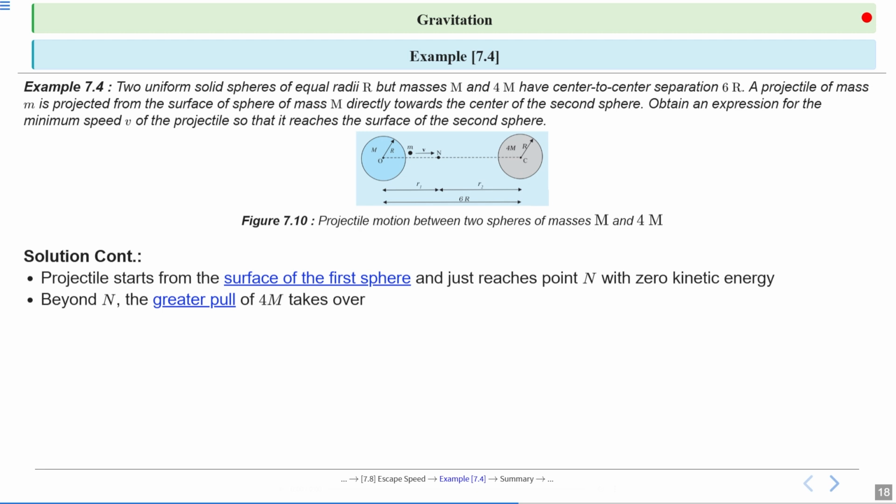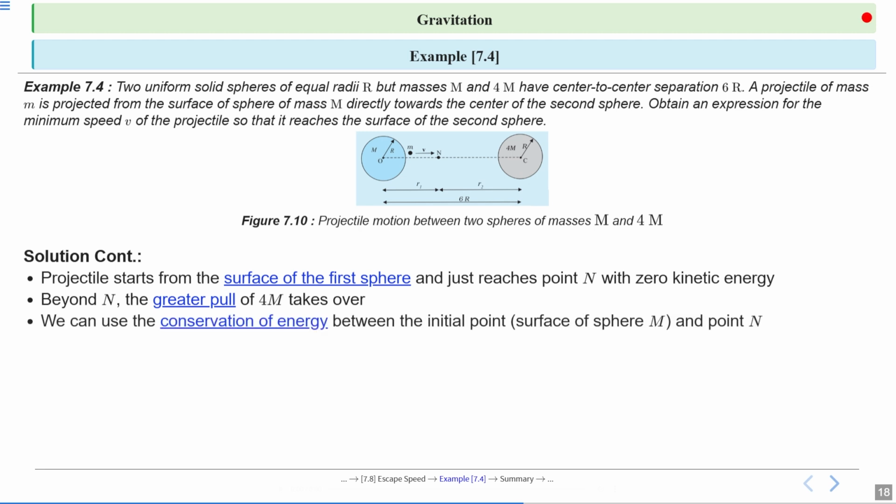Beyond this point, the gravitational pull of the larger sphere, which is 4 times more massive, becomes dominant. This greater pull is what will eventually allow the projectile to reach the surface of the second sphere. To solve this, we will apply the principle of conservation. We will compare the energy at the initial point where the projectile is launched and at the point where its kinetic energy is zero. This approach will help us to derive the expression for the minimum speed needed for the projectile to complete its journey.